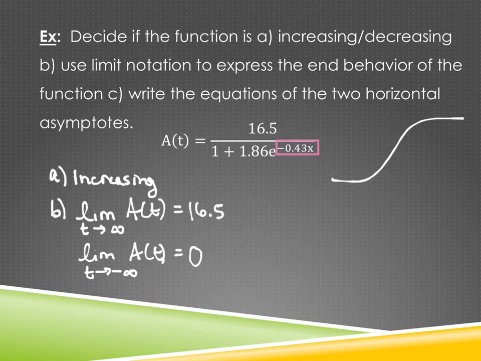And then C says to write the equations of the asymptotes. So what are the equations of the asymptotes? Okay, so they're y equals equations, right? So y equals, and I'll have 2 of them, and it doesn't matter the order, but it's y equals 0 and y equals 16.5, from the end behavior values we had gotten before.